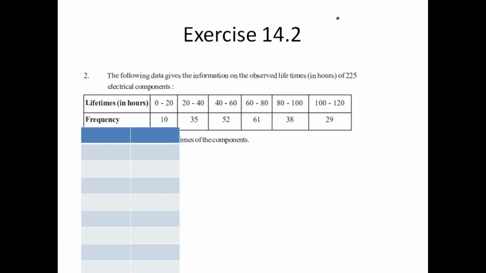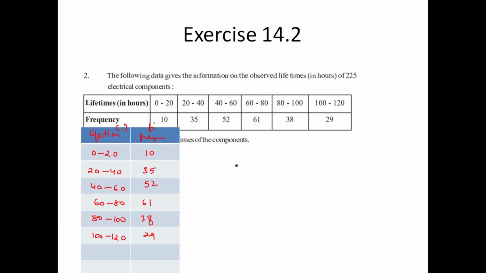So let's look at the next sum. The next sum is quite easy. You just need to substitute the values and we'll use only the value. Here lifetimes is the class interval and this is your frequency f of y, that is your frequency: 10, 35, 52, 61, 38, 29. Class intervals: 100 to 120, 80 to 100, 60 to 80, 40 to 60, 20 to 40, 0 to 20.